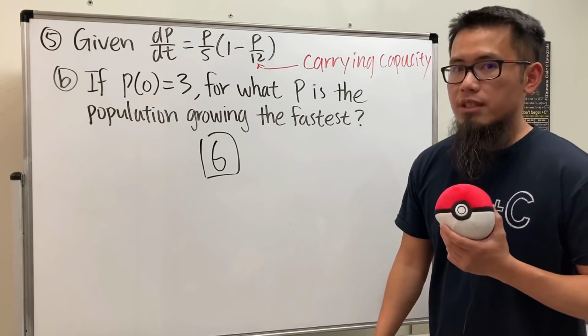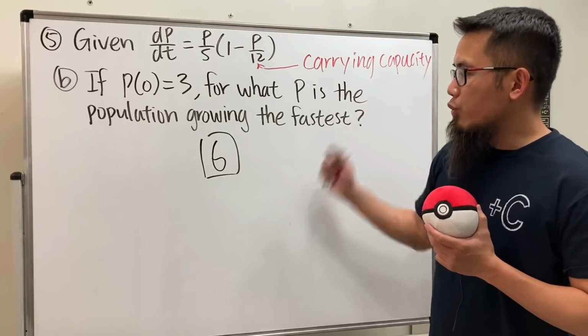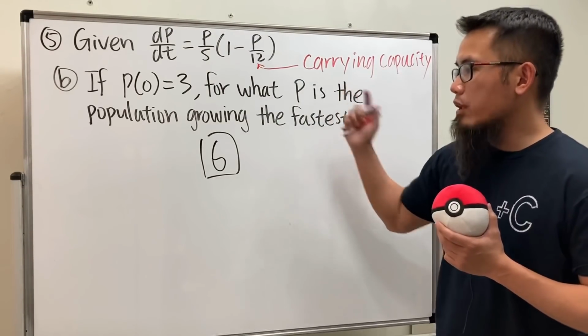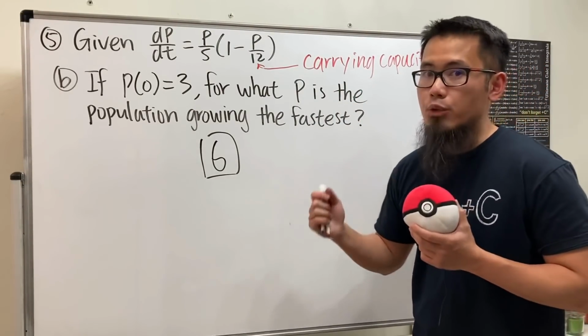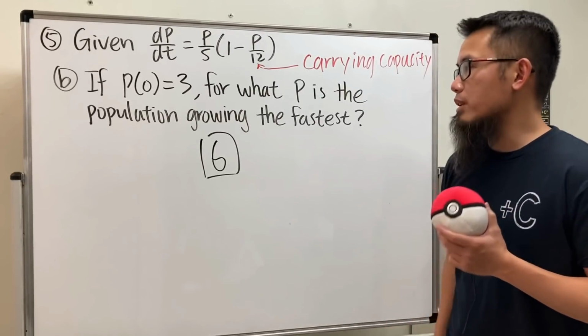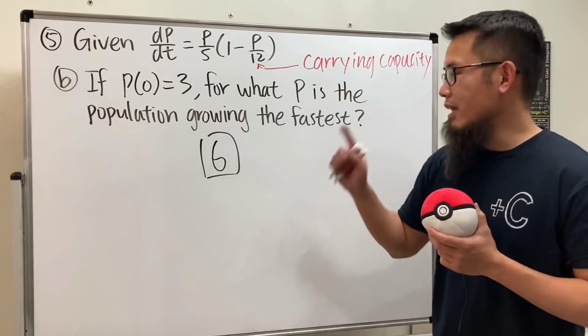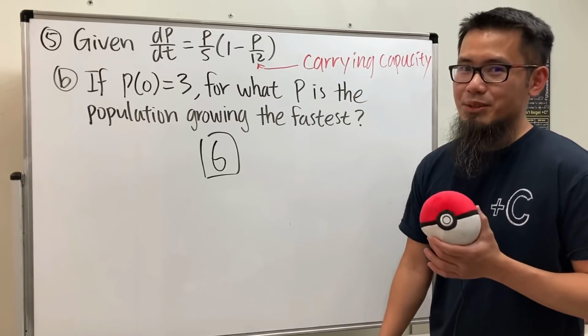Whenever you have a logistic differential equation, when you have half of the carrying capacity, that's the time that you grow the fastest. That's all. You can just put down 6. And if you check the answer key, yeah, you just write down 6. That's it. You don't have to write down too much.